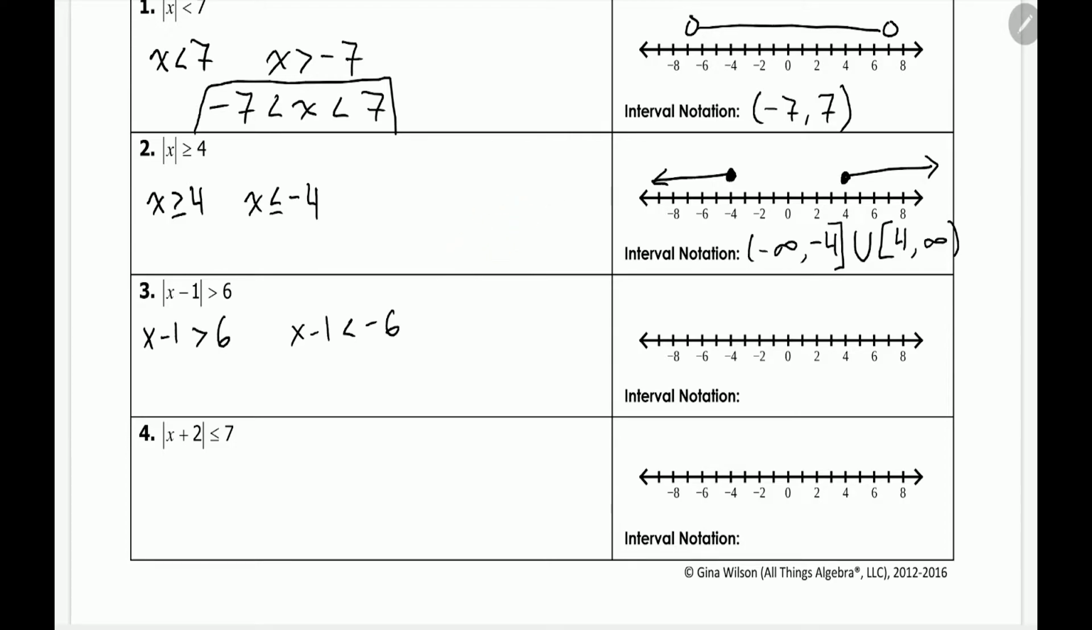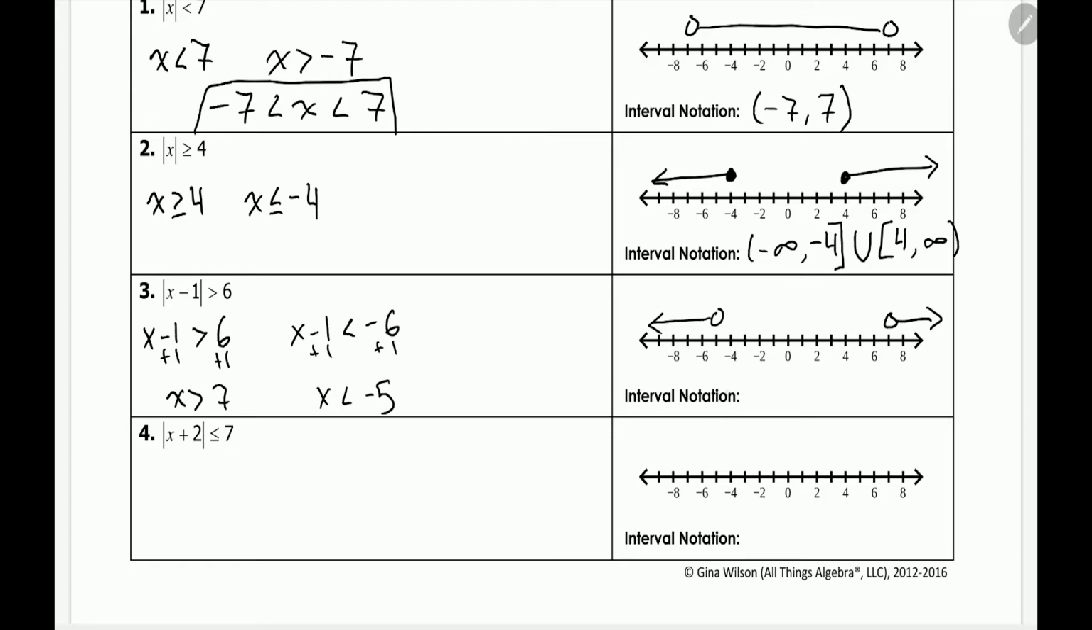Now, we have to solve this equation. So in order to do this, we have to add 1 to both sides. We have x is greater than 7. Add 1 to both sides. We have x is less than negative 5. Okay, let's graph these two things. So the first one, x is greater than 7. We go over to 7. We have an open circle. The numbers that are greater than 7 are to the right. First one's done. Now we have x is less than negative 5. We go to negative 5. We have an open circle. Numbers that are less than negative 5 are to the left.